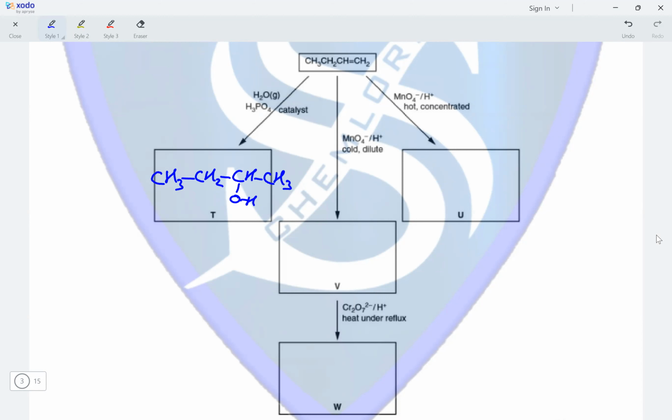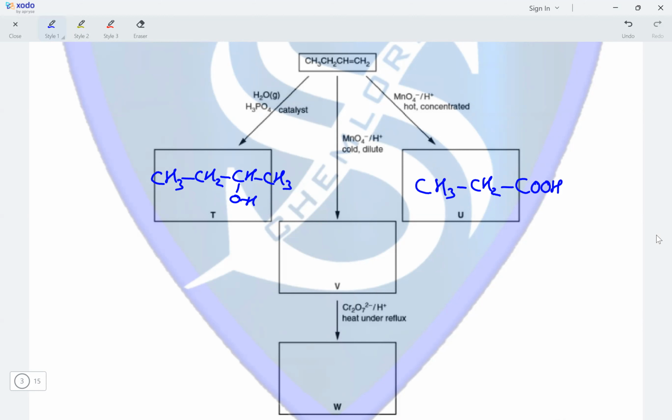So that would result in breaking of the double bond completely, producing CO2 and H2O with respect to the carbon atom on the right side of the double bond. And the organic product on the left side would be CH3, CH2, and then the CH will be converted into COOH. So this will be propanoic acid.